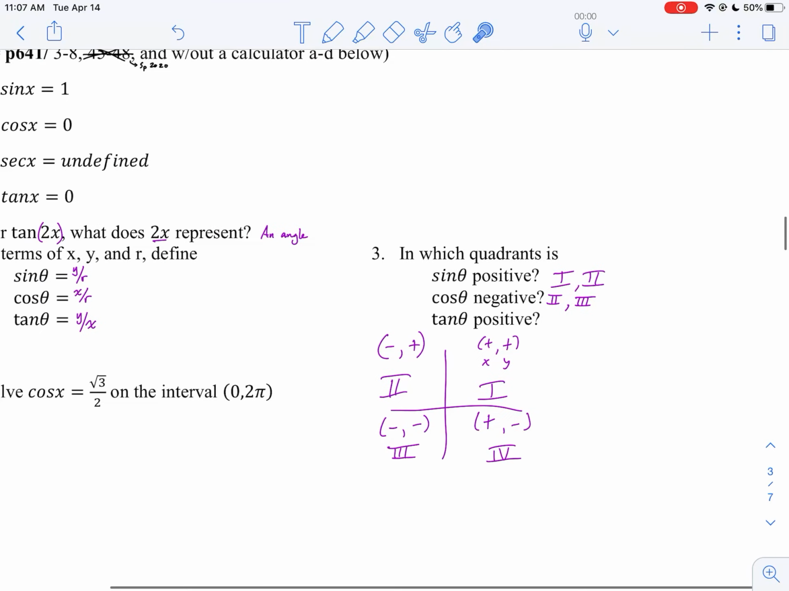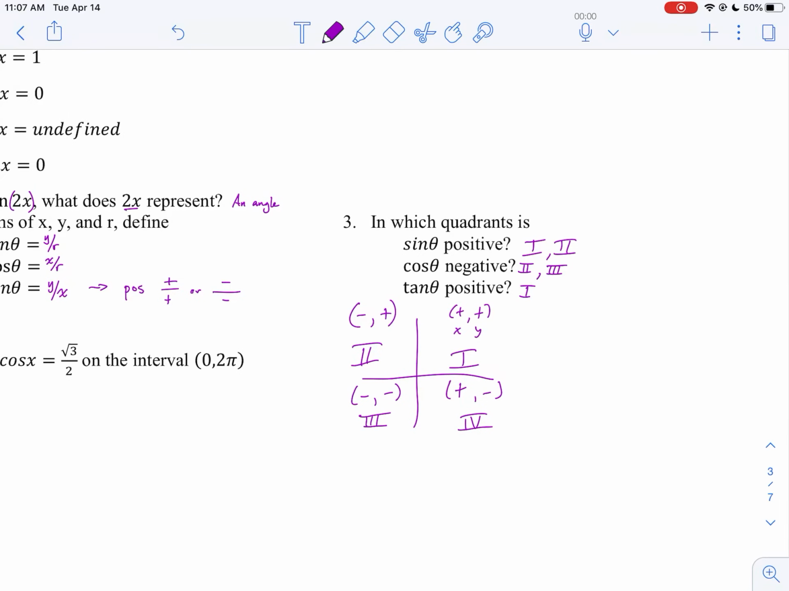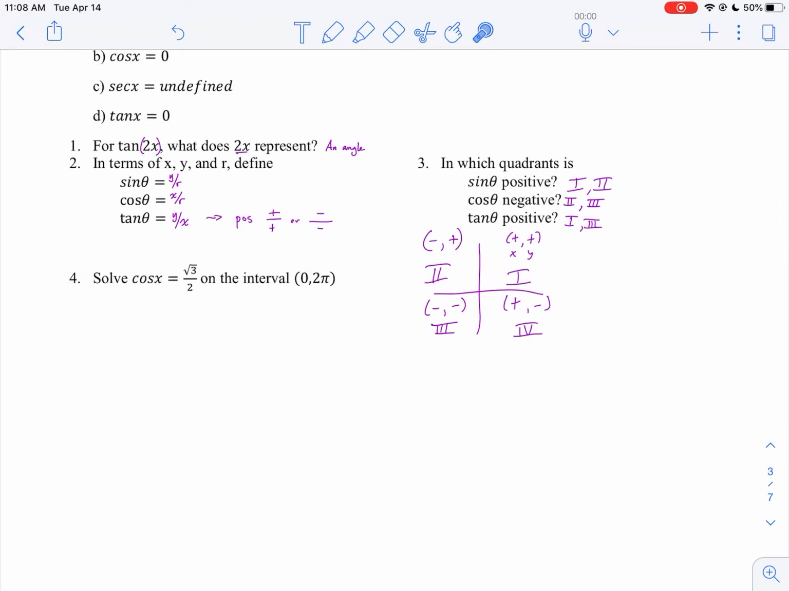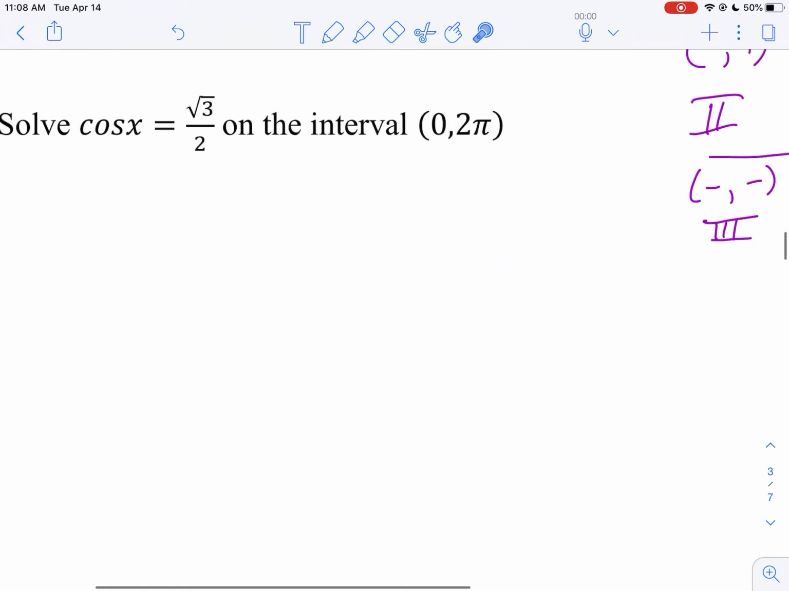This asks, where is tangent positive? Well, tangent's y over x. So for that to be positive, we would want a positive y divided by a positive x, or a negative y divided by a negative x. So tangent is positive in the first quadrant, and also in the third quadrant, because a negative divided by a negative will give us a positive. So these two quadrants. And that's really the foundation to what we're going to be looking at here.